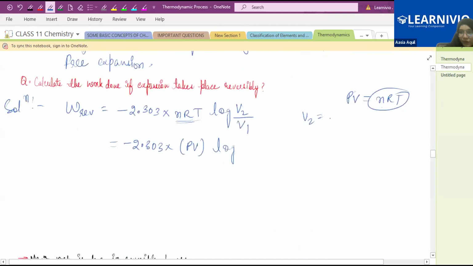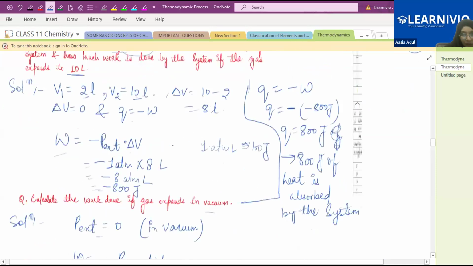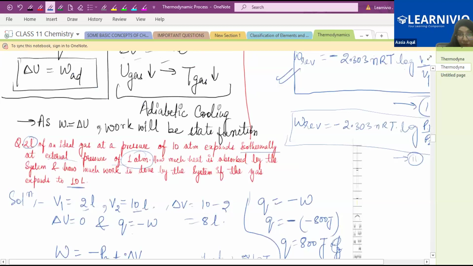V2 was 10 liter and V1 was 2 liter. Now substitute this 10 upon 2, so it will give you 2.303 log 5. Now PV, pressure was 10 atmospheric pressure, I think. Yeah, pressure was 10. Initially, 2 liter of an ideal gas at a pressure of 10 atm.